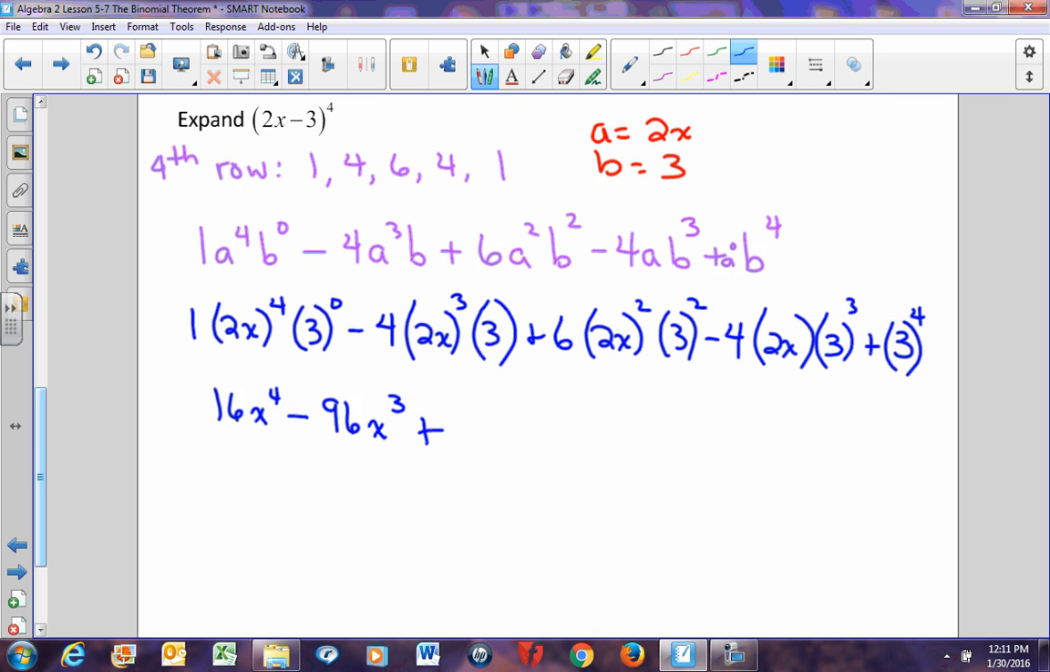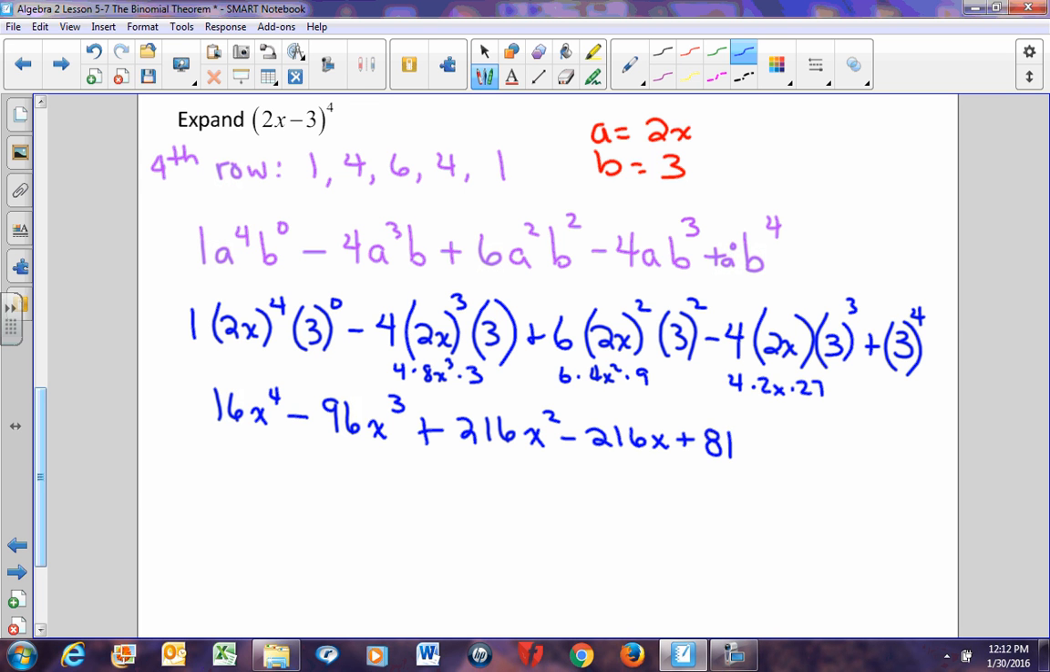Plus, this is going to become 6 times 4x squared times 9. This becomes 4 times 8x cubed times 3. That's why I got 96. 6 times 4 is 24, 24 times 9 is 216. So I get plus 216x squared. Here I'm going to have 4 times 2x times 3 cubed, which is 27. 27 times 8 is 216, so minus 216x. And last but not least, 3 to the fourth power is 81.